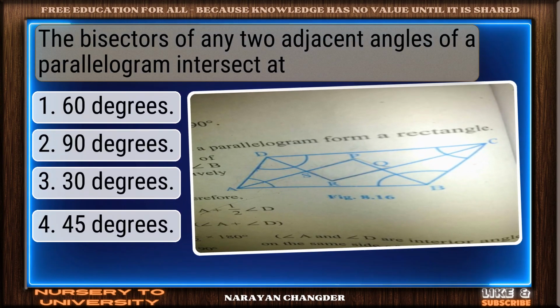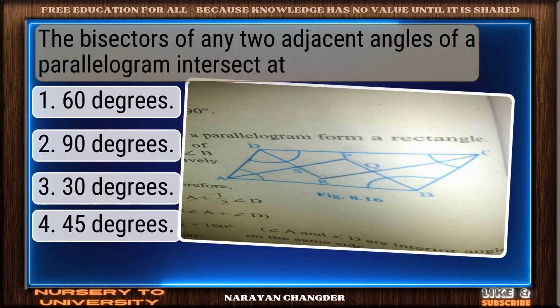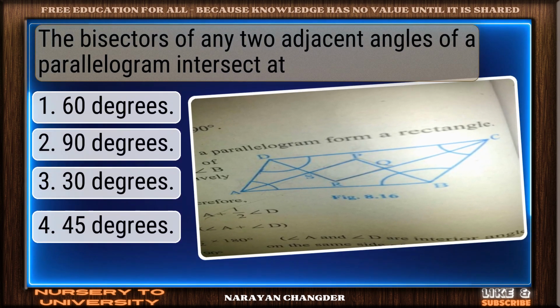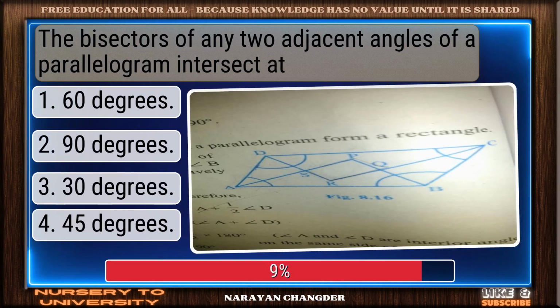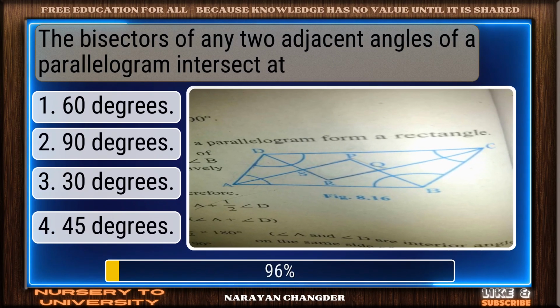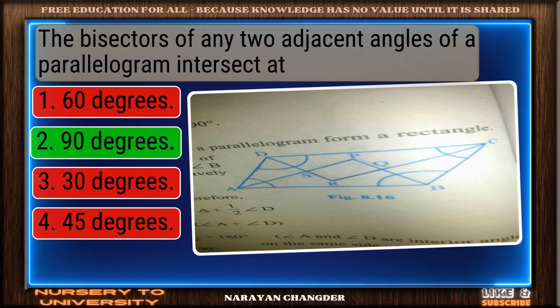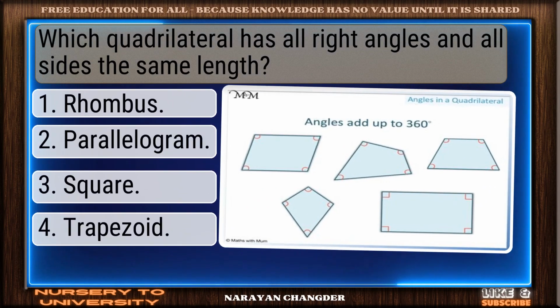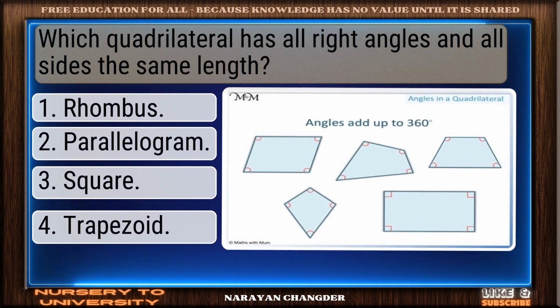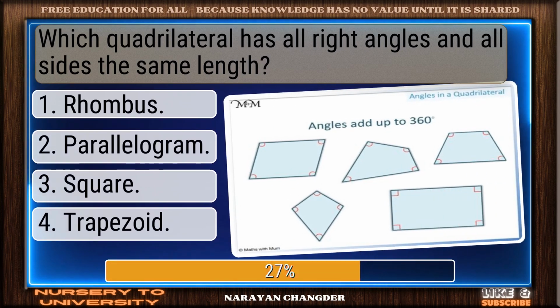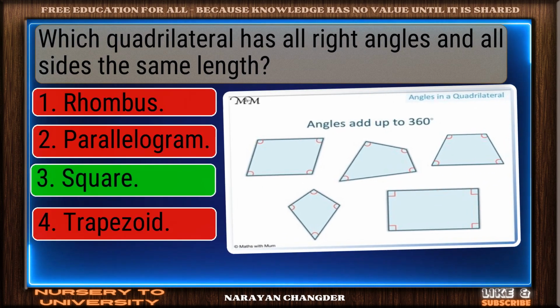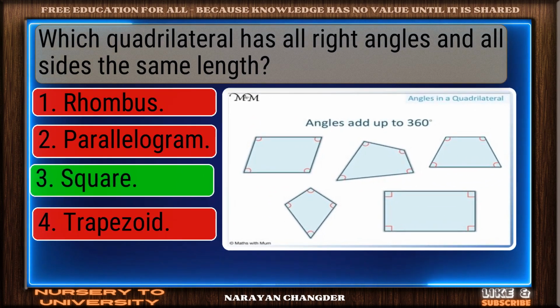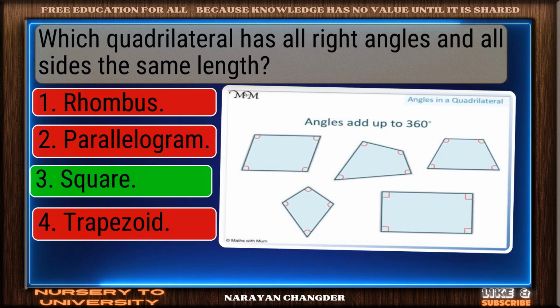Question number 63. The bisectors of any 2 adjacent angles of a parallelogram intersect at? You're right. 90 degrees is the correct answer. Question number 64. Which quadrilateral has all right angles and all sides the same length? Nice work. You chose square and it is correct.